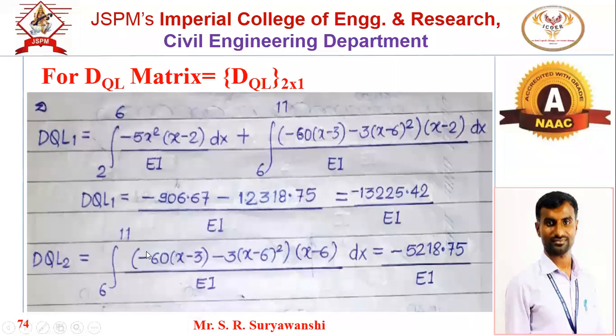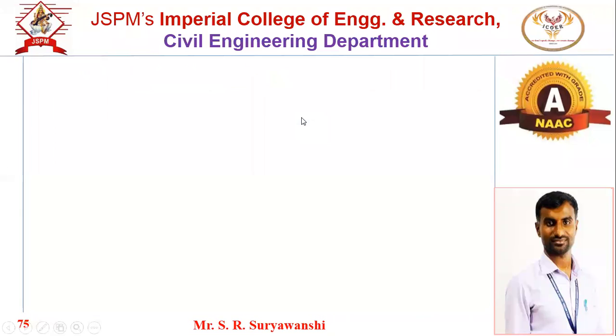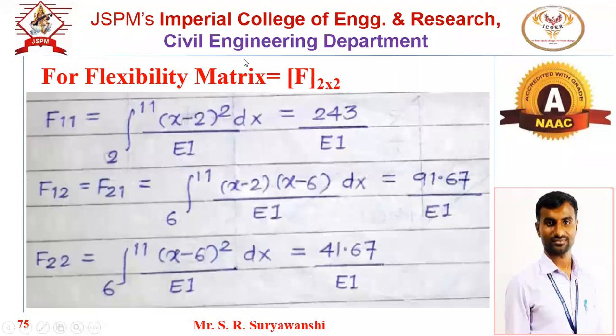So likewise, you will get dql2. So these are the values of dql1 and dql2. Next, flexibility matrix. Again for the flexibility matrix, it will be the same. M1 square. So here x minus 2, x minus 2, that we have to consider.